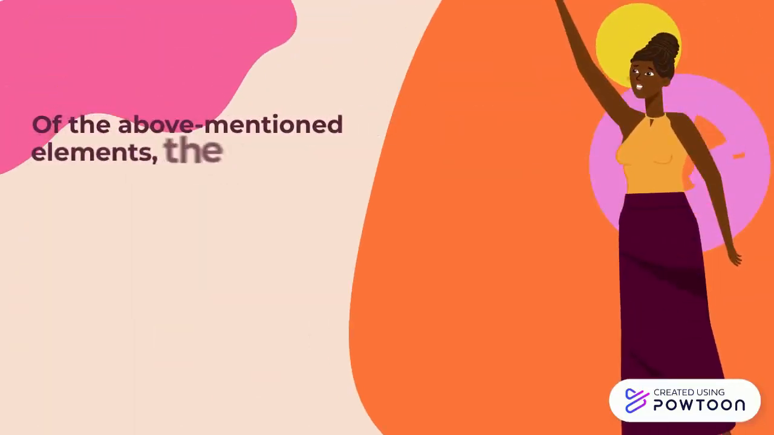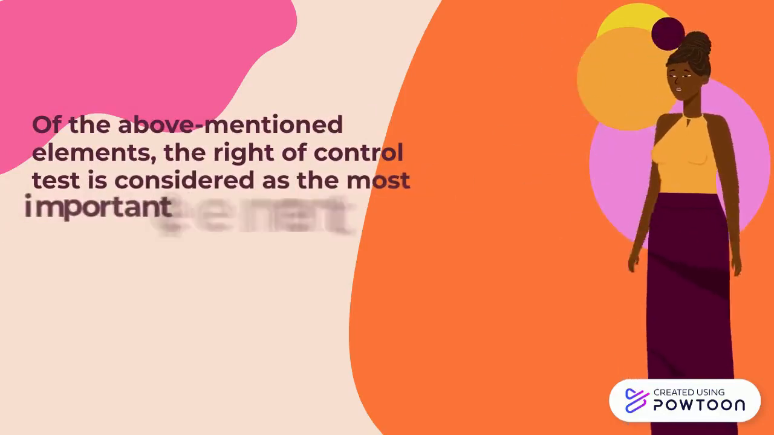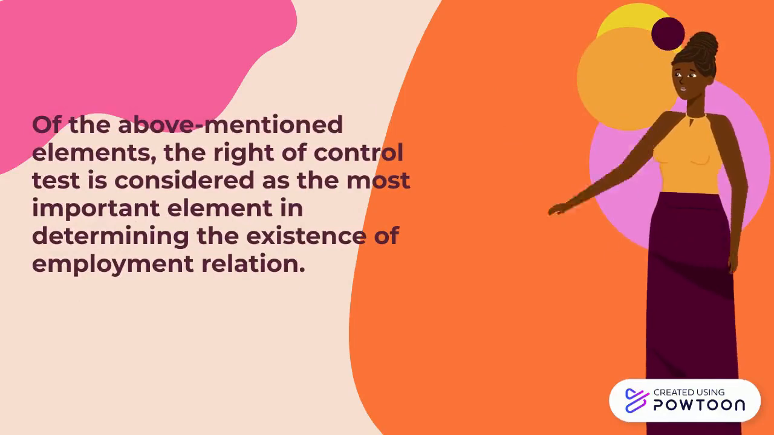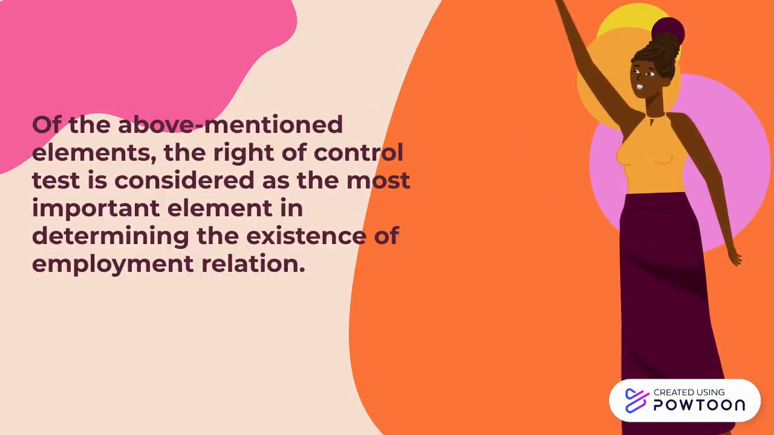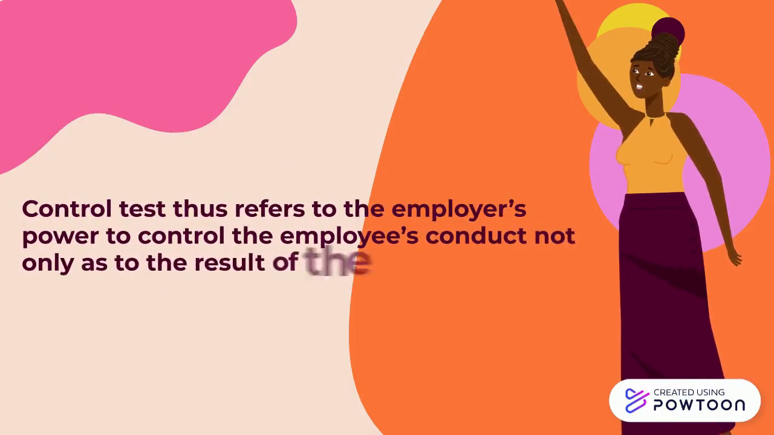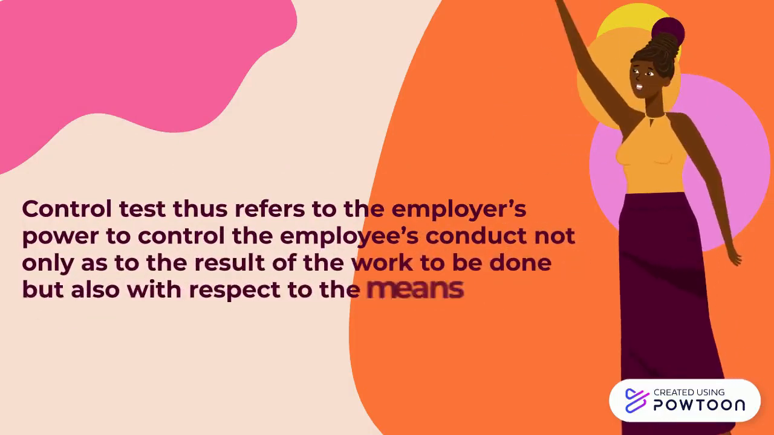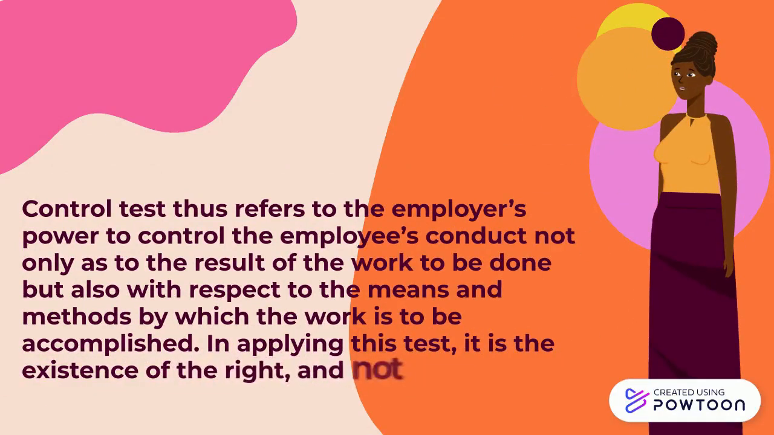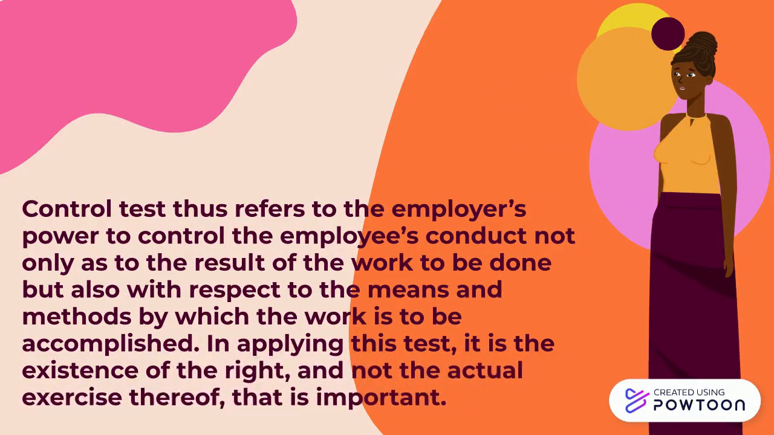Of the above-mentioned elements, the right of control test is considered as the most important element in determining the existence of employment relation. Control test thus refers to the employer's power to control the employee's conduct not only as a result of the work to be done, but also with respect to the means and methods by which the work is to be accomplished. In applying this test, it is the existence of the right and not the actual exercise thereof that is important.